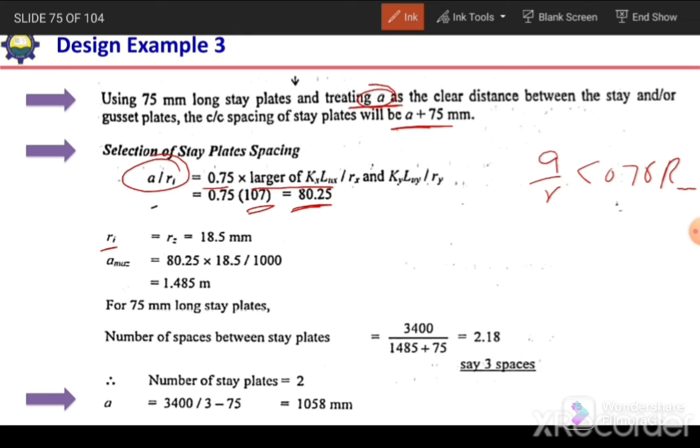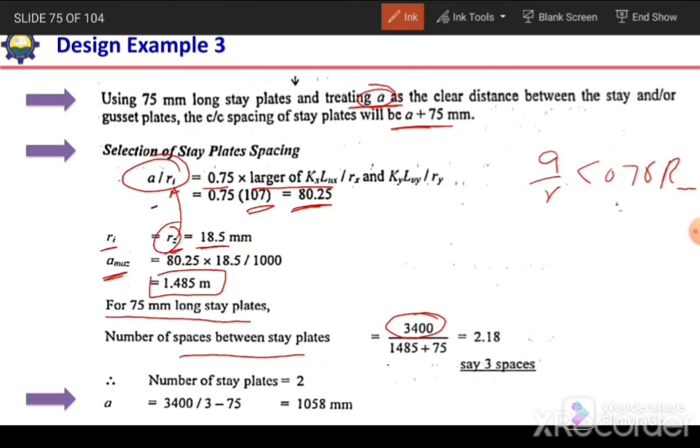So Ri will be equal to Rz. Ri means the minimum radius of gyration of the individual member, which will be Rz, 18.5 for the selected section. We can see this value from the properties table. So if we substitute this Rz in this equation, we can get the maximum value of A, which comes out to be 1.485 meter.